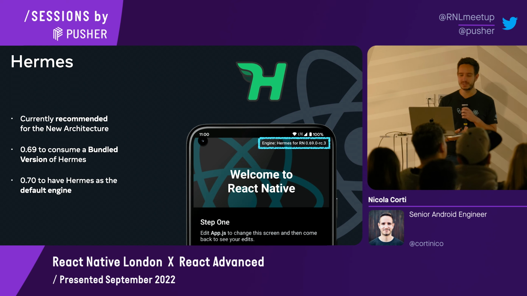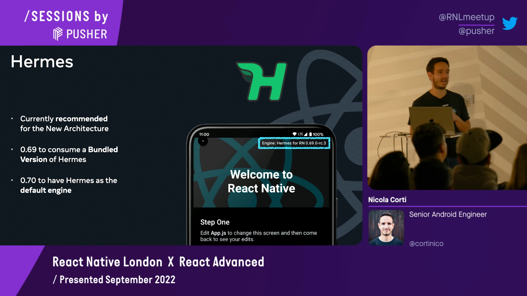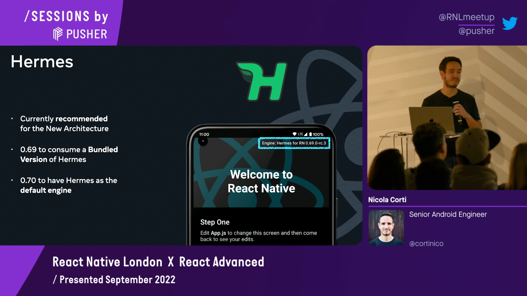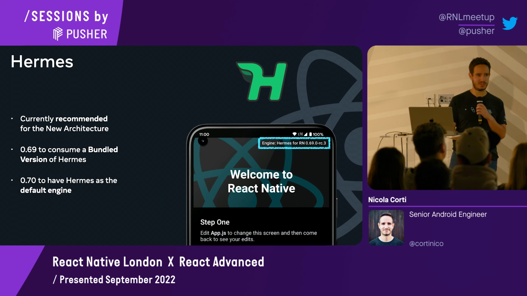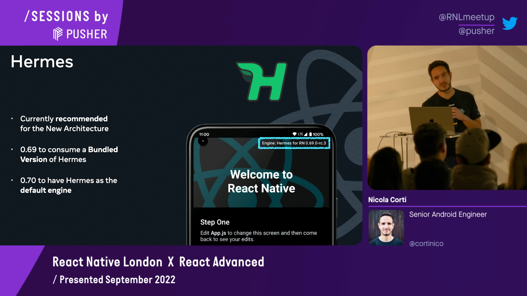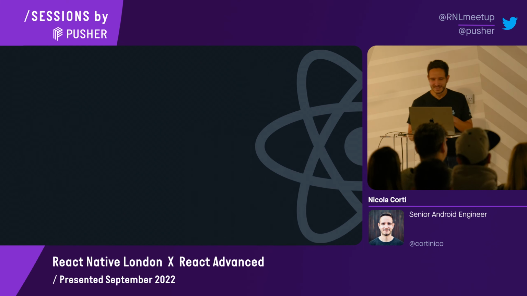And from 0.70, Hermes is also the default engine for React Native. So when you create a new project, Hermes will be enabled by default. If for some reason you can't use it, you will have to turn it off. And also, please tell us now why you can't use it.